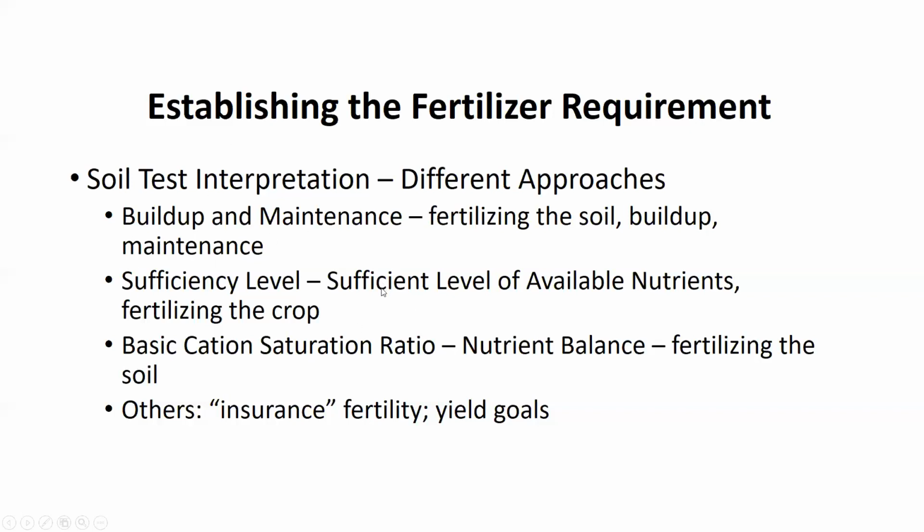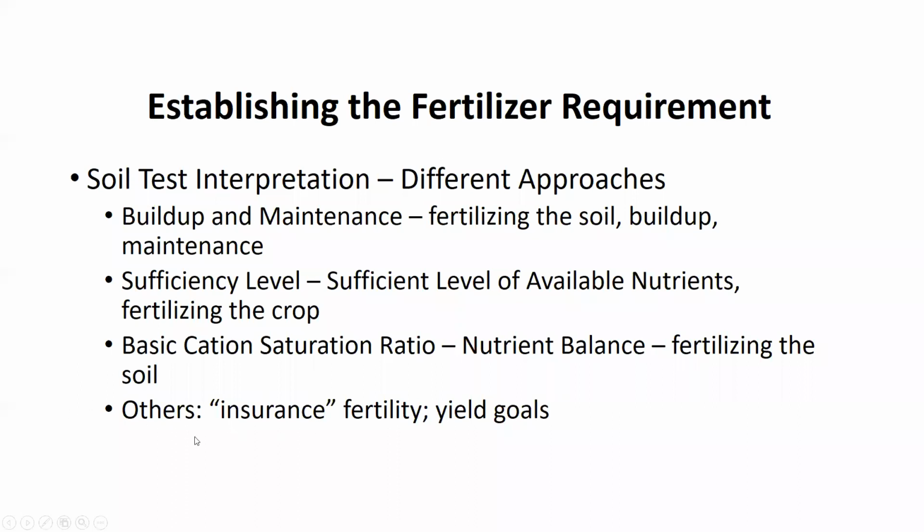This basic cation saturation ratio, or nutrient balance, is trying to fertilize the soil in an optimal cation ratio. This is a flawed approach. The guy that came up with this, Albrecht and Fred Bear, I think they eventually found out that it was wrong, but there are people that use this. You're going to be fertilizing generally more. Almost always you're going to have a higher fertilizer recommendation with this approach with no higher yields.